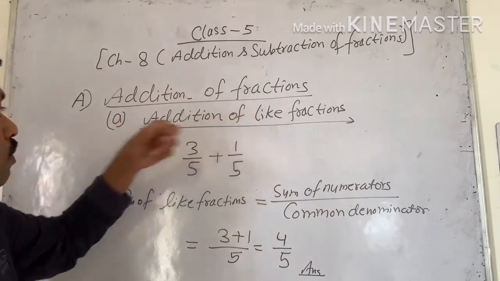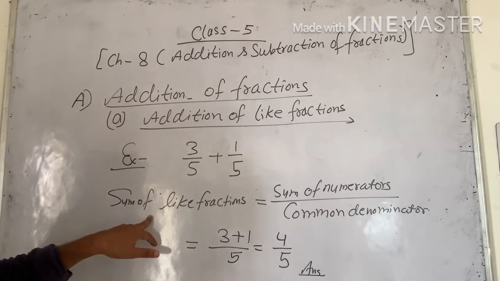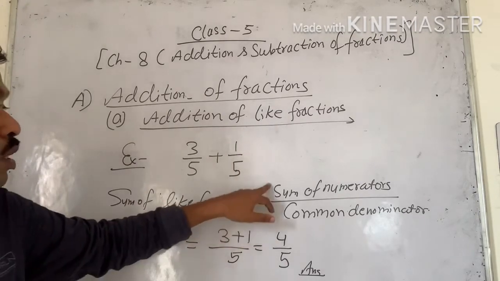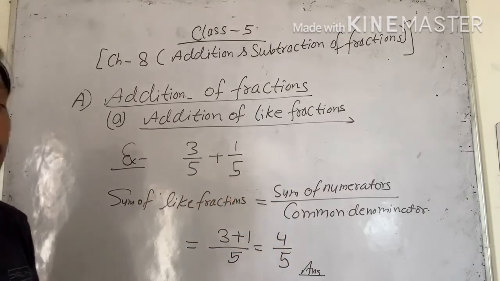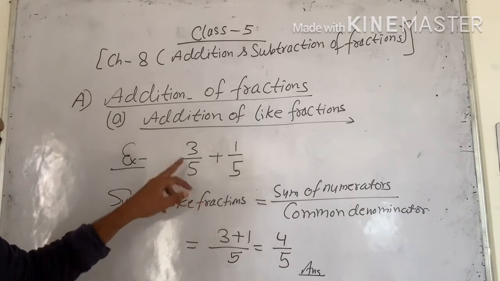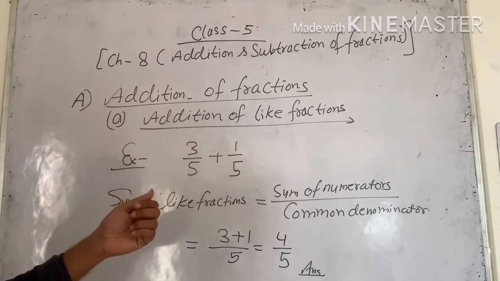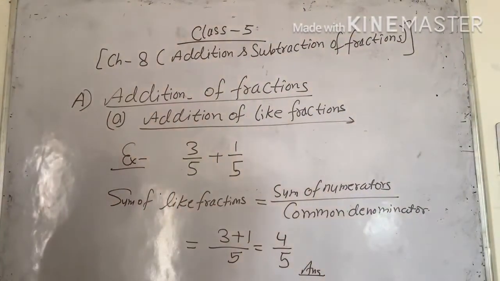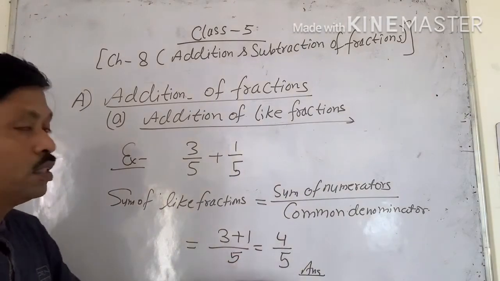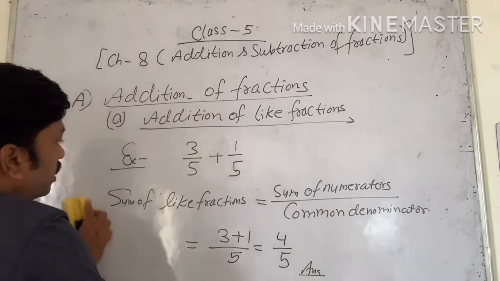In this category we will discuss addition of like fractions. The formula: the sum of like fractions is equal to the sum of the numerators over the common denominator. For example, 3 by 5 plus 1 by 5. Here 3 by 5 and 1 by 5 have like denominators. Why are they called like denominators? Because the denominators are the same. Now 3 plus 1 is equal to 4, and the denominator is 5.